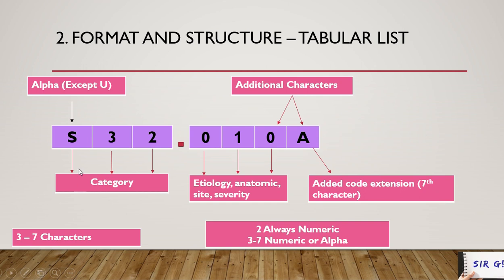Okay, so in the discussion of your format and your structure, as you can see here, the first 3 characters, you have an arrow here. This is the category. Your 4th, 5th, and even your 6th are also known as the etiology, anatomy, site, or the severity. These additional characters are usually used to further specify the type or the etiology, the anatomic part involved, or the site or the severity of a certain condition. And you may also see the 6th and 7th, which are also known as your additional characters. You have your added code extension or your 7th character code.